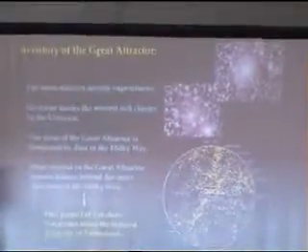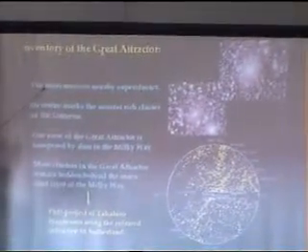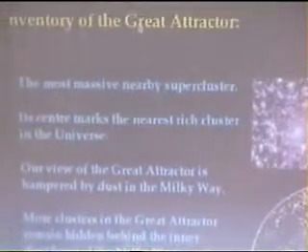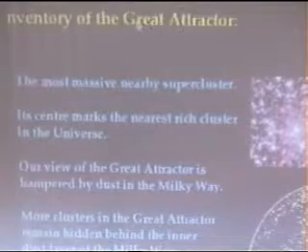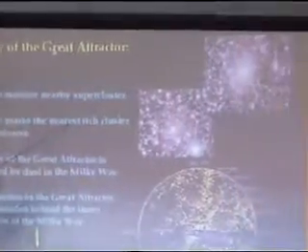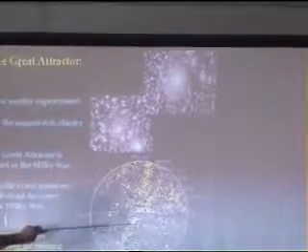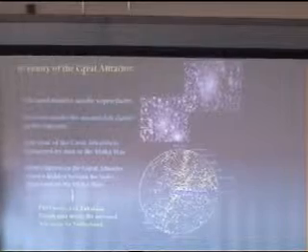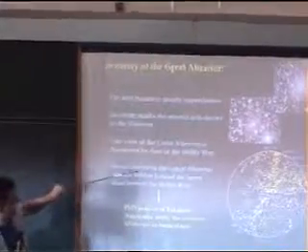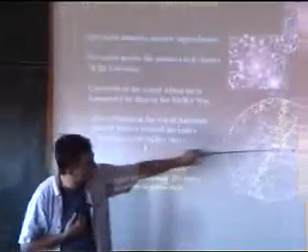Anyway, this is where we are with the Great Attractor. It's the most massive nearby supercluster. There are more massive superclusters, but this is the nearest one of them. And its center is marked by the nearest rich cluster of galaxies, this one over here that I showed the picture of, Abell 3627. But still our view of the Milky Way is very much hampered by dust in the Milky Way. And there are in fact many more clusters still in this region of the sky.